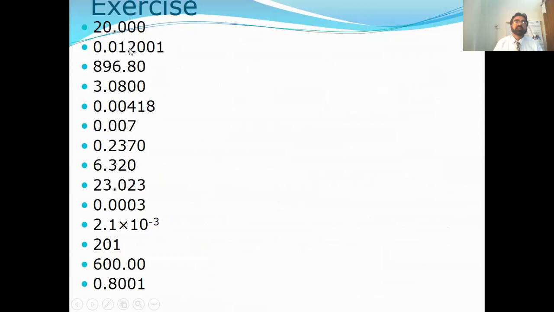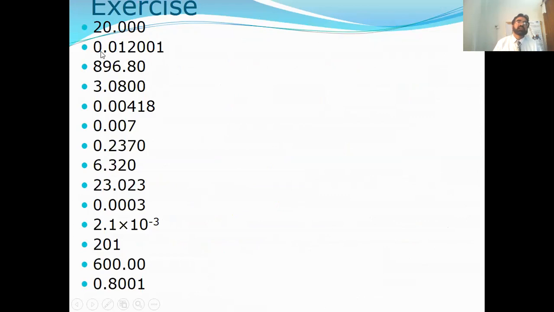So over here, this is an exercise. 20.000. There are 5 significant digits, and all these zeros are significant. The reason is there is a decimal point. The 0 comes before, and the trailing zeros after the point are also considered to be significant.